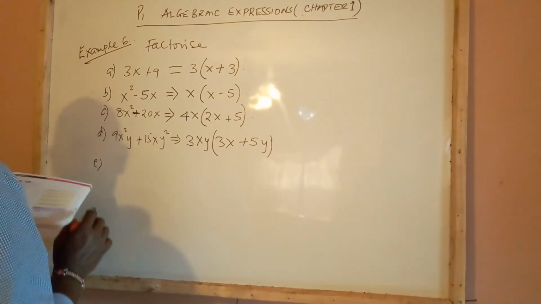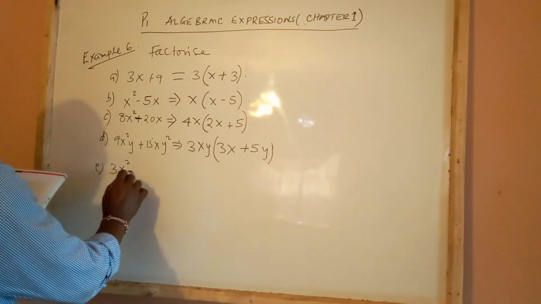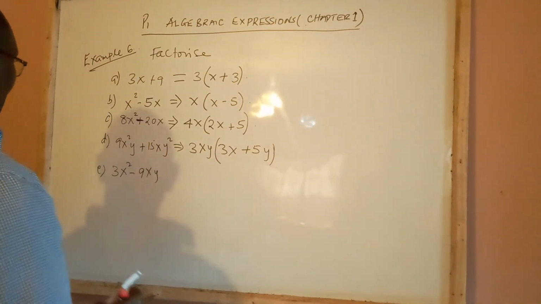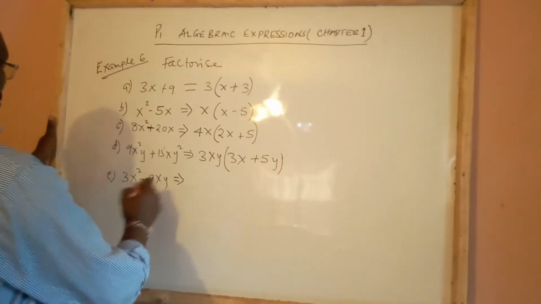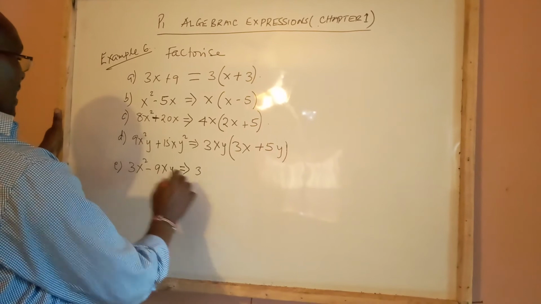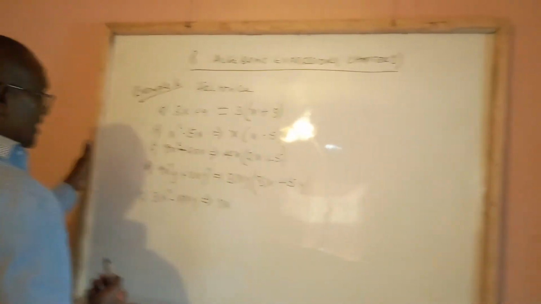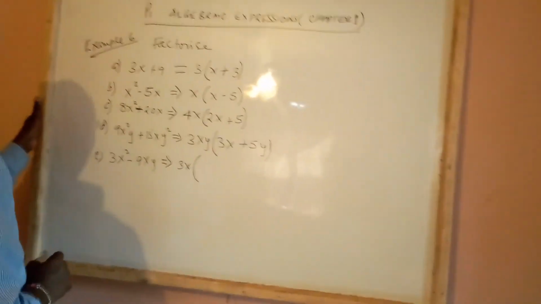Part E, we have 3x squared minus 9xy. Again, the same approach. Within the whole numbers 3 and 9, 3 is common. In x squared, x is common. And y is not common because it doesn't appear in both terms. So 3x gets outside the bracket.